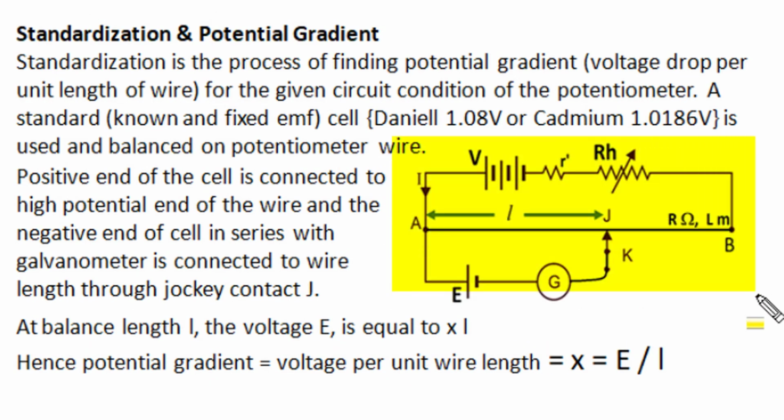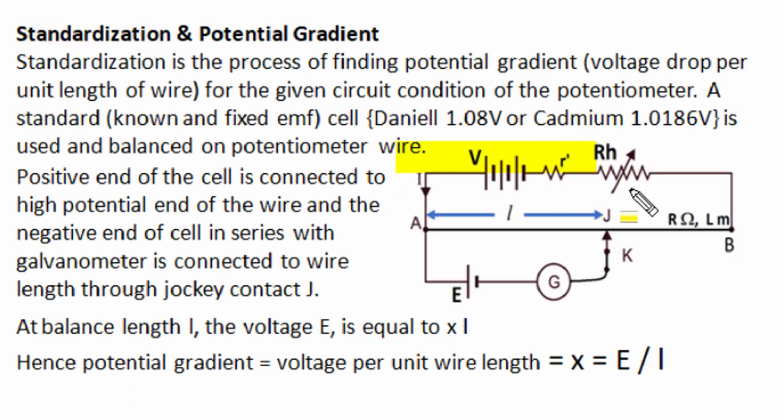Before doing any measurement with a potentiometer, we have to standardize the potentiometer. Standardization of a potentiometer is the process of finding out the potential gradient, that is, the voltage drop per unit wire length of the potentiometer, for the given primary circuit conditions. For standardization, we have to use a standard cell whose value is fixed and known to us, and for that we will use either a Daniell cell of EMF 1.08 volt or a cadmium cell having EMF 1.0186 volt, and the standard cell is balanced on the potentiometer wire length.